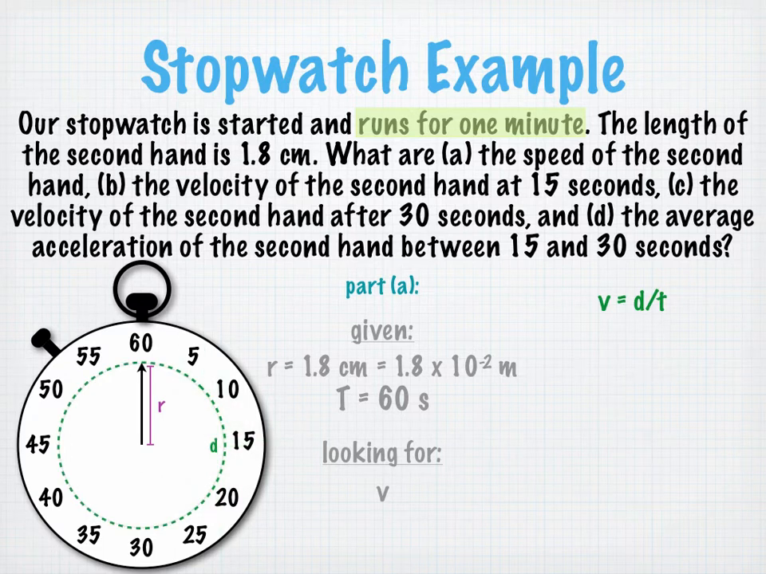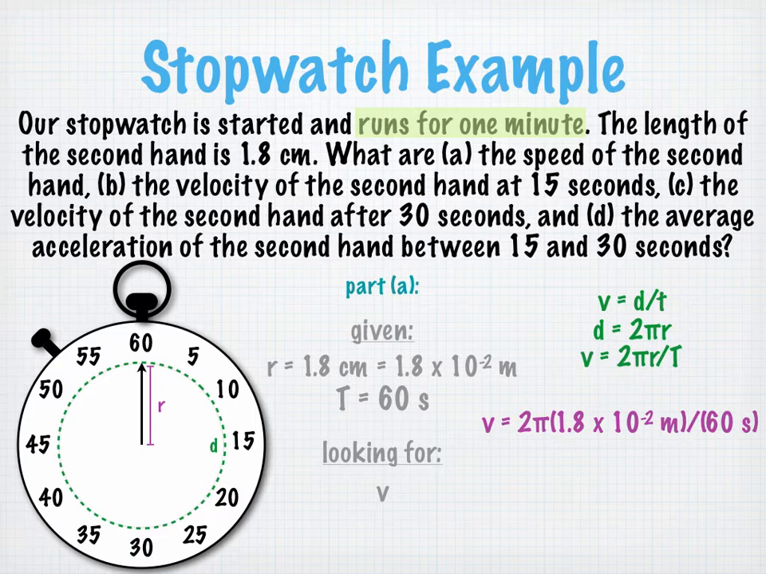The distance around this circle can be given by its circumference, which is 2 times pi times the radius, which in this case is r. We can substitute this expression for distance into our speed expression to get 2 pi r over t, our time in this case. Next, we plug in our values for r and t. And now we can use our calculator to solve, getting an answer of 1.9 times 10 to the minus 3 meters per second for the speed of our second hand.